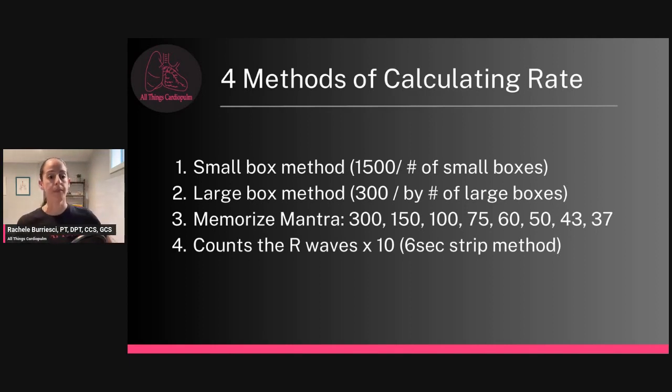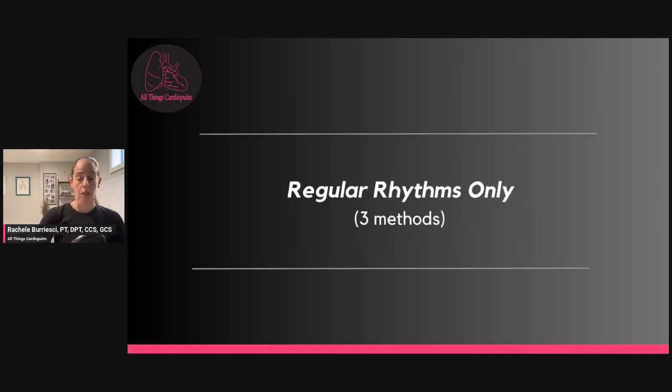And then number 4, you're going to count the number of R waves and times it by 10. And we call this the 6-second strip method. Everyone has different names, but we basically have 4 methods to calculate rate. You have options. So the first 3 methods are used for regular rhythms only. So I want to say that again. The first 3 methods can only be utilized if you have a regular rhythm. If it's irregular, it goes out the window because it's not going to give you an accurate number.